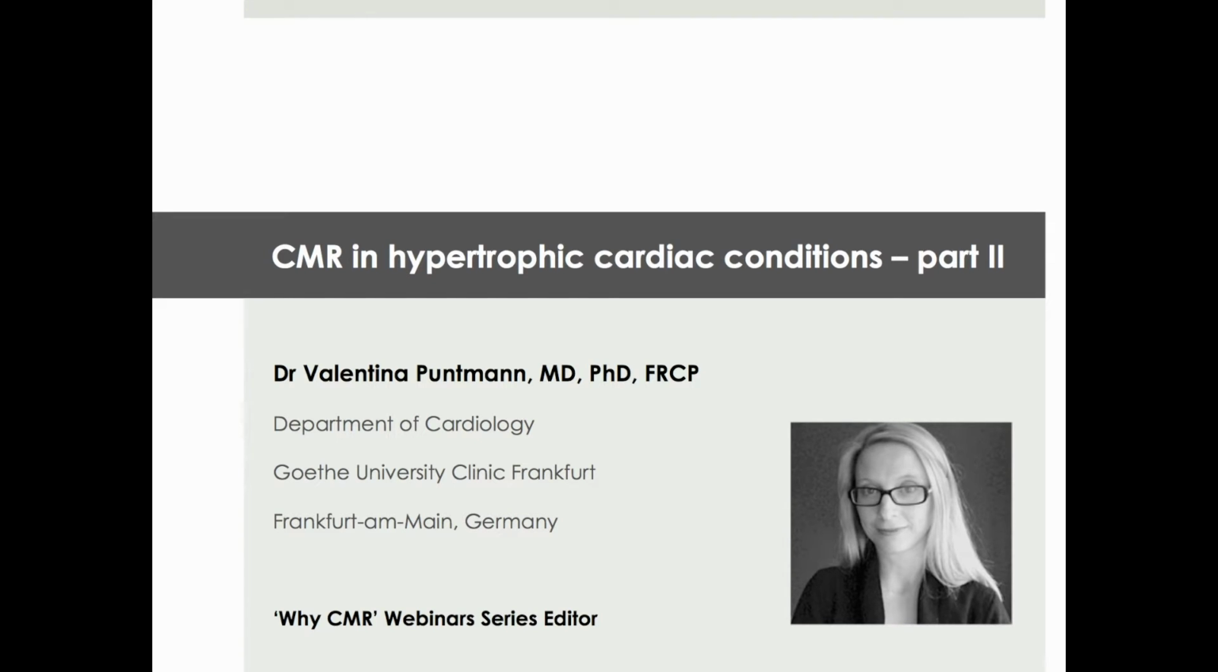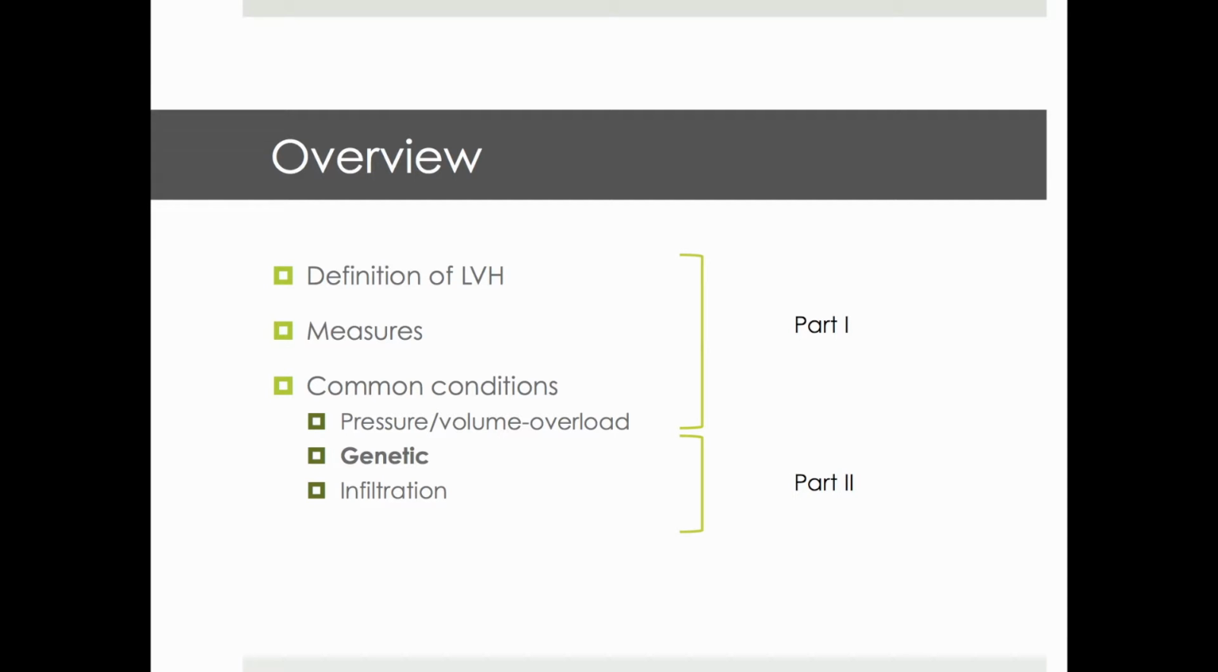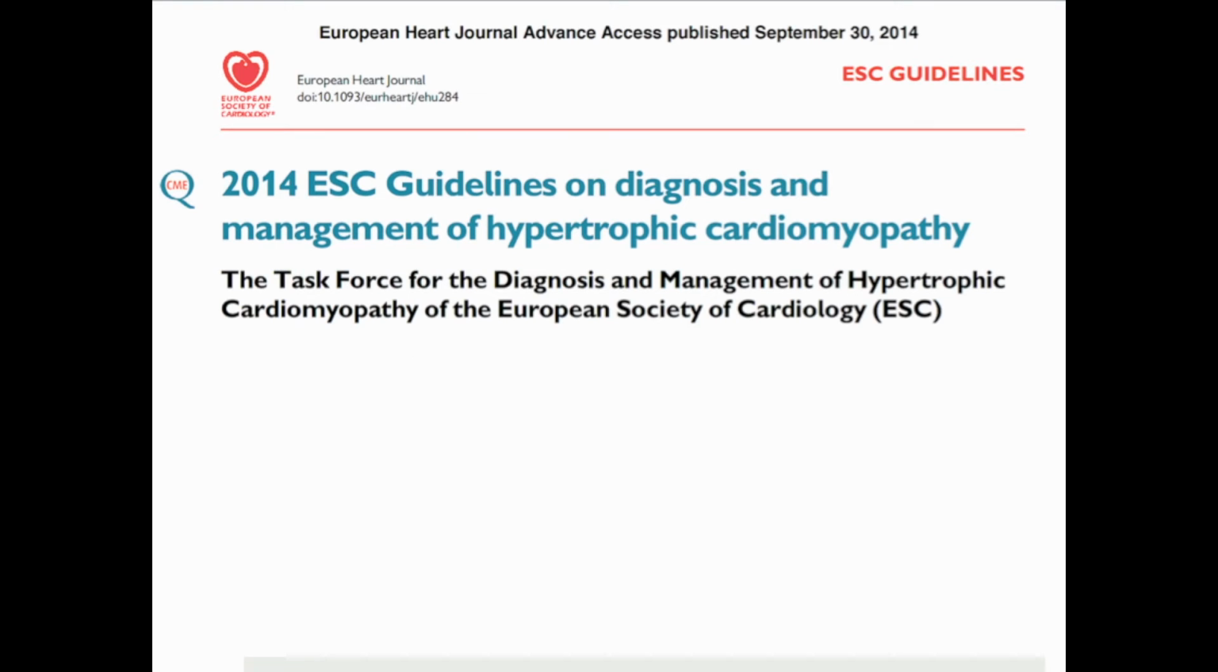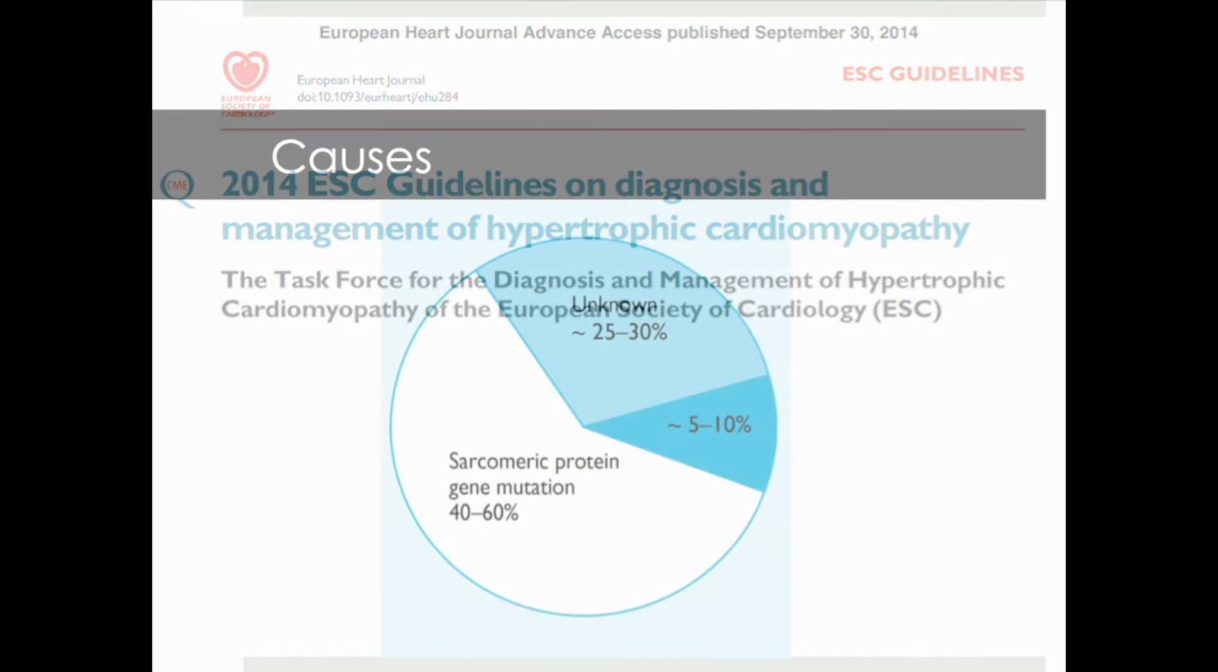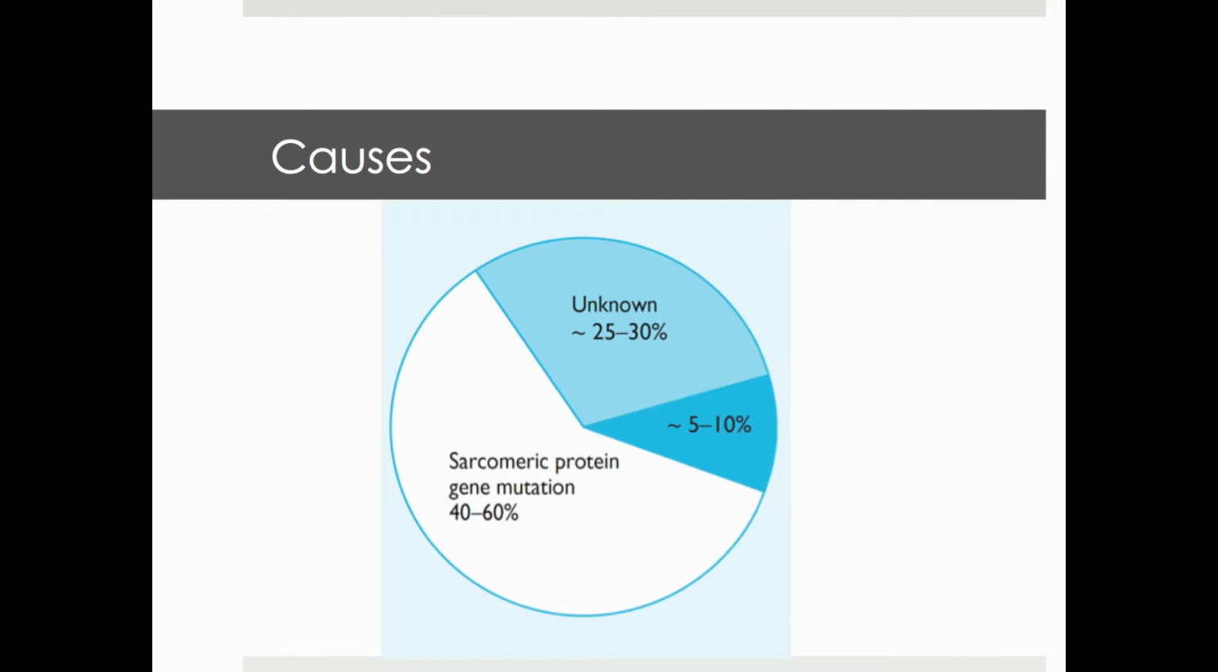My name is Valentina Puntman and I would like to welcome you to part 2 on the role of CMR in hypertrophic cardiac conditions. The focus of this webinar is on hypertrophic cardiomyopathy, which is the commonest hereditary condition presenting with hypertrophic phenotype. For the major part of this webinar, we will be guided by the recent ESC statement on diagnosis and management of hypertrophic cardiomyopathy. A number of causes underlie this condition.